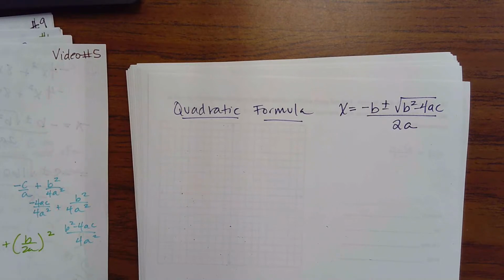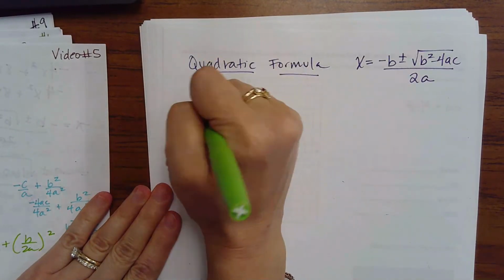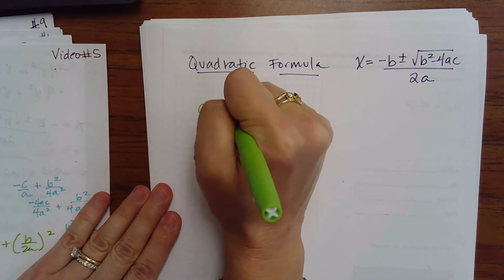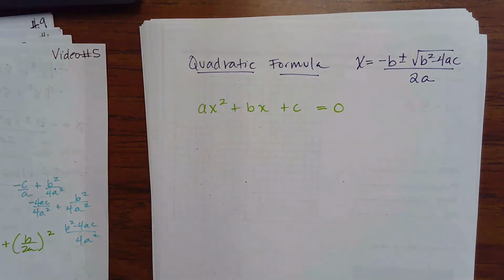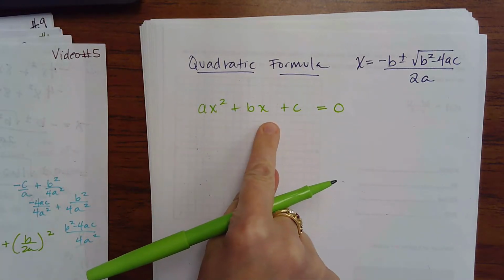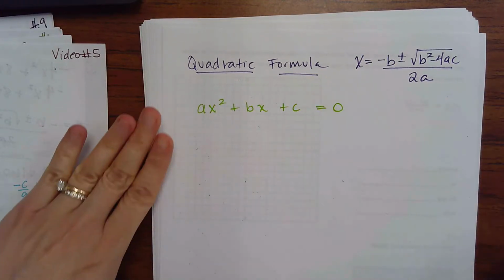So what I'm going to show you next is how this formula came about. I'm going to start with our general equation, our standard general equation, ax squared plus bx plus c. I'm going to take this equation, which is in standard form, and I'm going to complete the square. And where we're going to end is right here. Let me show you how it works.